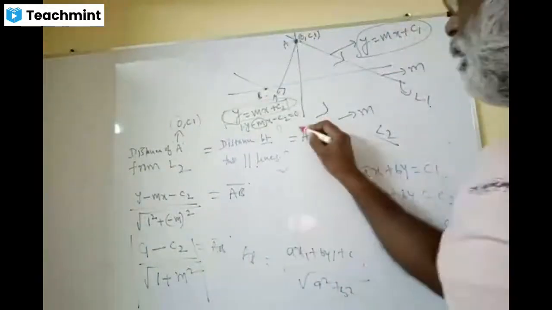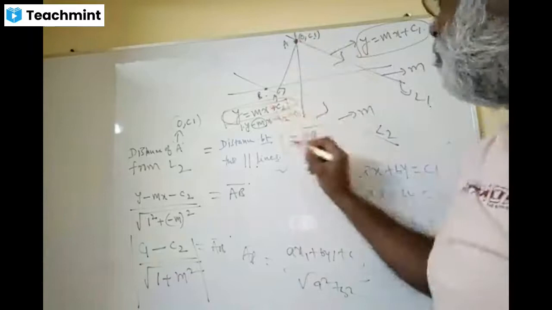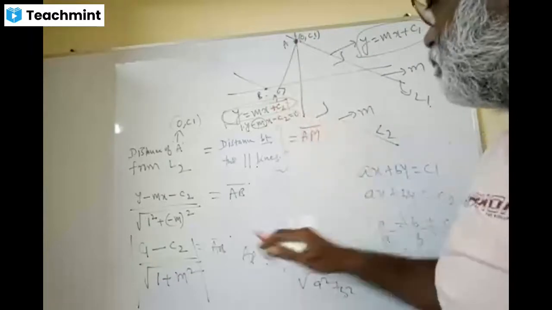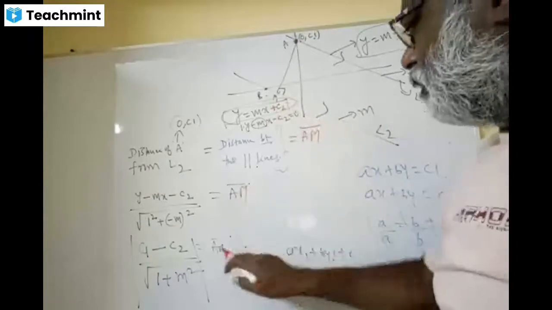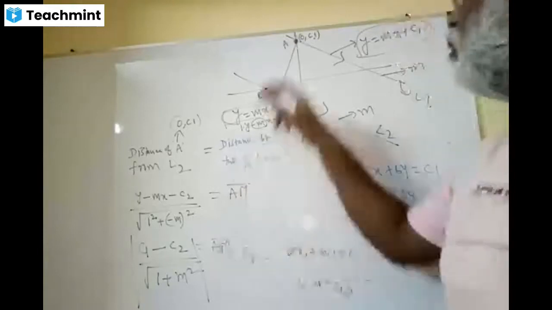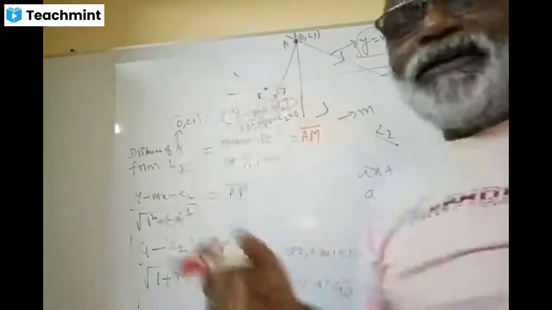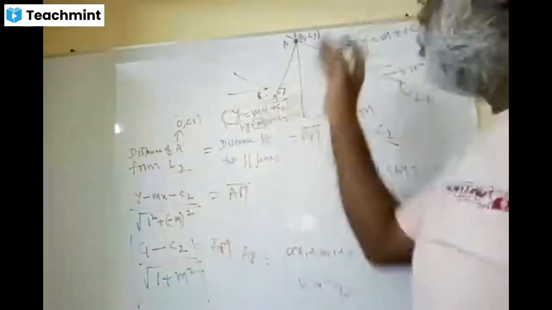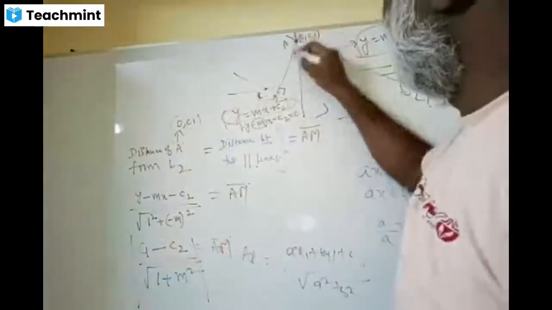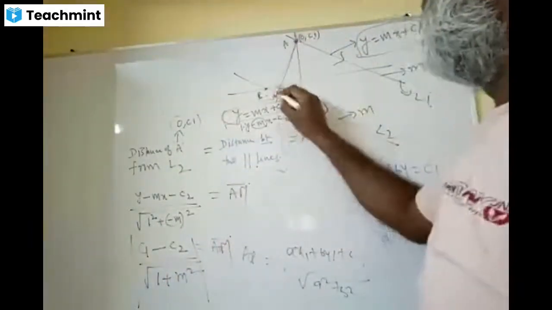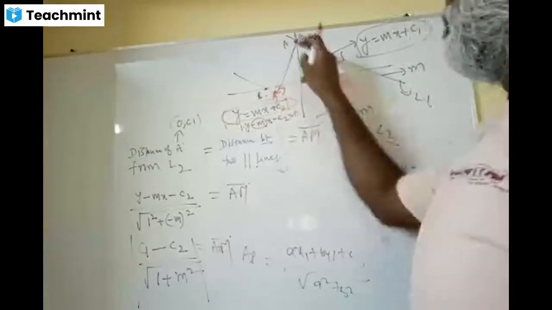Is it clear? AB, AM or AB? Okay, AM. It should be a perpendicular. We can't guarantee that A and B will be in, we don't know how the lines are oriented. So draw from A perpendicular to this line, so that this point is M, and then we can find it.